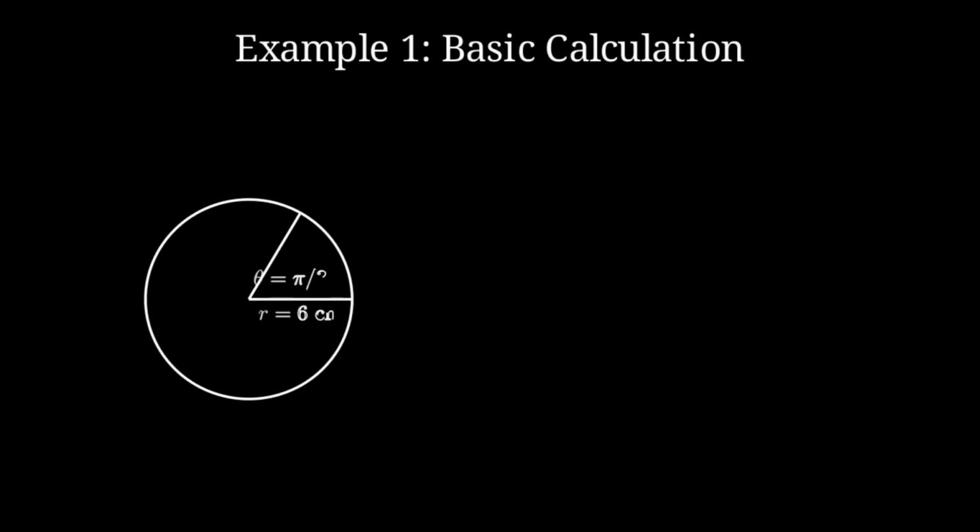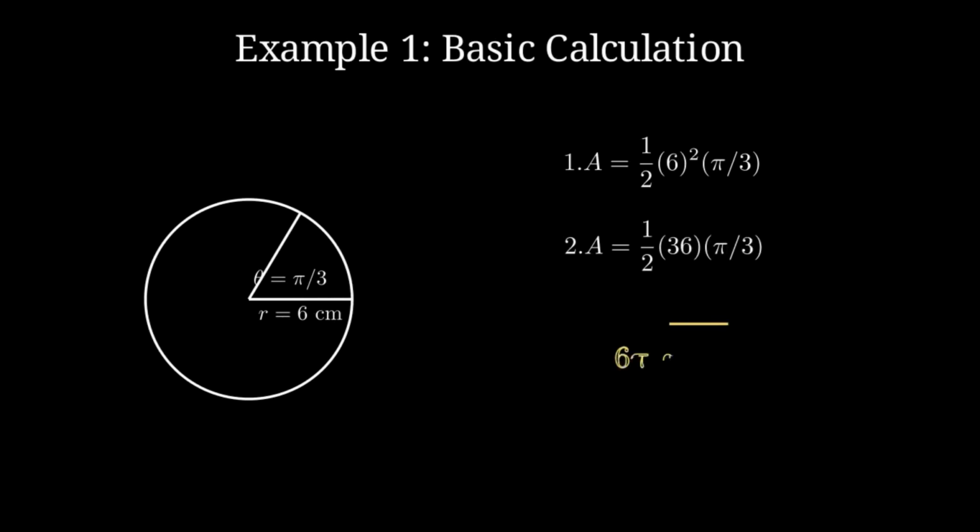Let's try an example. Given a radius of 6 centimeters and an angle of pi over 3 radians, we plug the values into our formula. Half of 36 is 18, and 18 times pi over 3 gives us an area of 6 pi square centimeters.